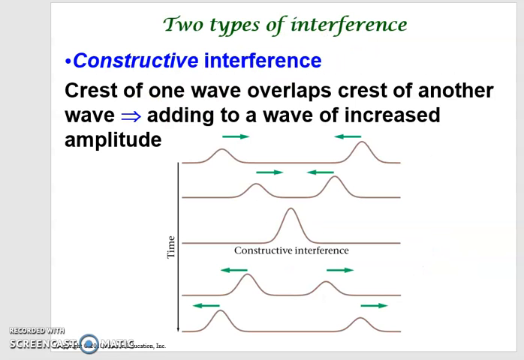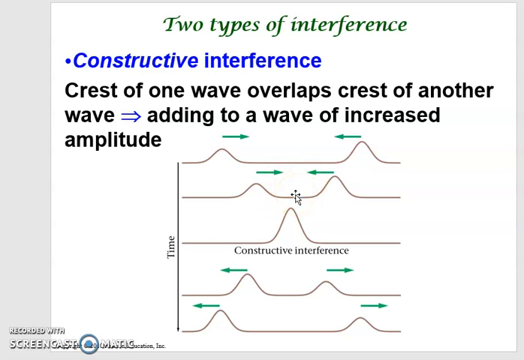So let's take a look at two different kinds of scenarios for interference. The first is constructive interference. You can see from the diagram I show here, this is the direction of time. At the very beginning you have two waves. On the left side is a wave with a smaller amplitude propagating to the right, and here you have a wave with a bigger amplitude propagating to the left. They will meet each other at the center here.